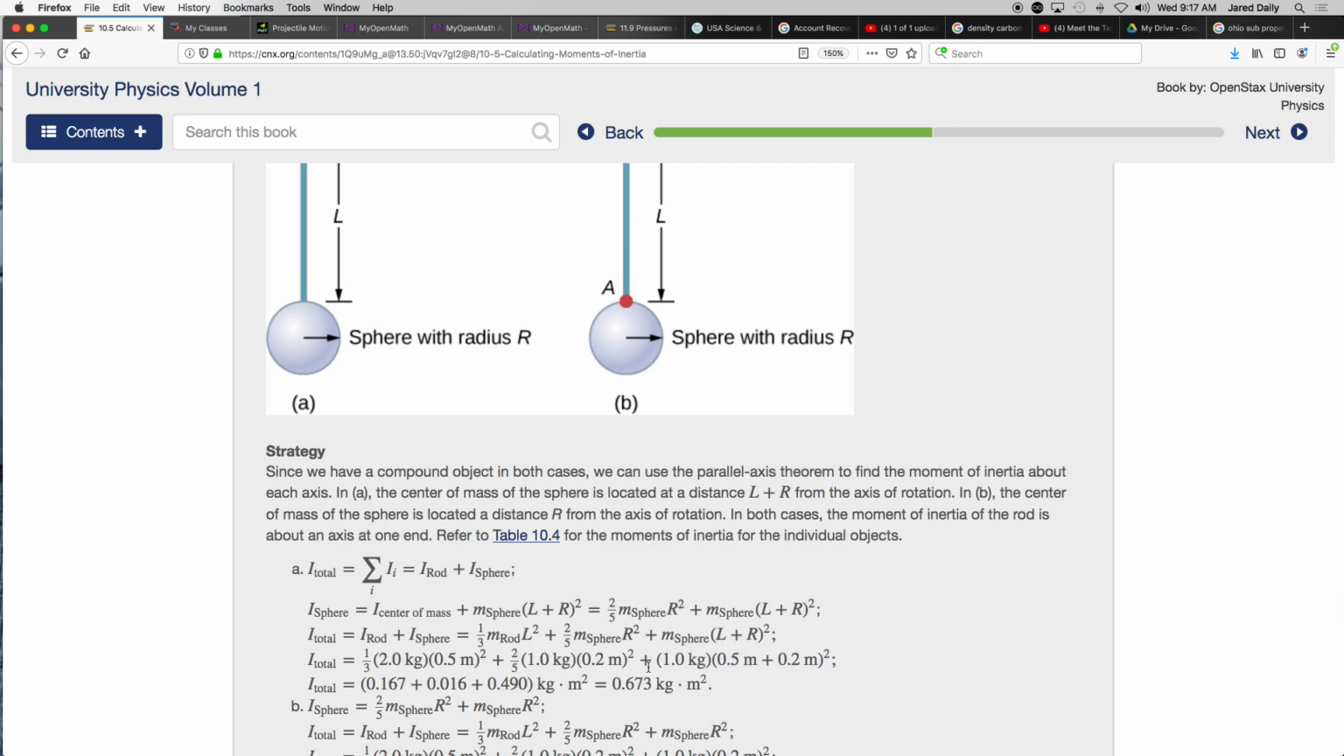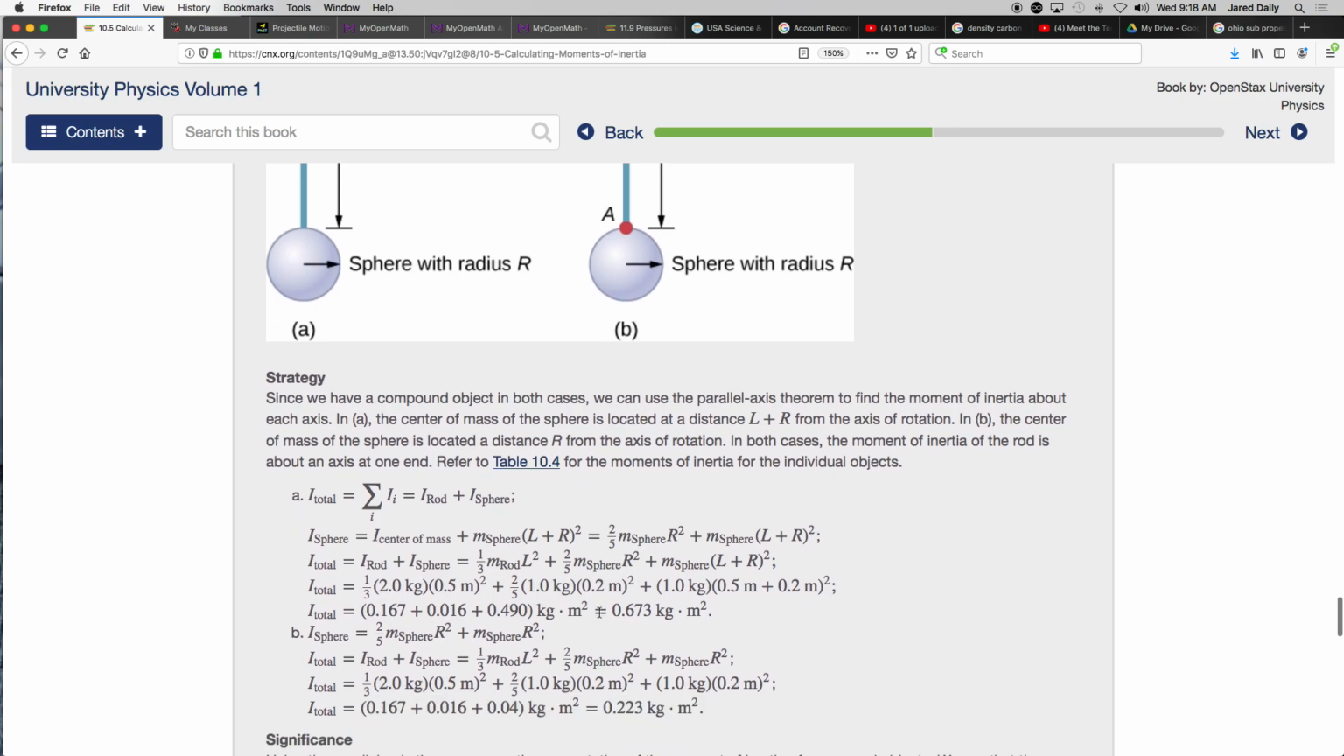Oh, sorry. I actually lied. It's 2/5 mass of the sphere. I skipped a line and wasn't looking at what I was doing. It's actually 2/5 of the mass of the sphere, times the radius squared, for about the center of the sphere. And then for the parallel axis theorem, it's this one where you add the length of the rod plus the radius, and it's the same as the disk example before. But then we also have to add on the moment of inertia of the rod, which is 1/3 the mass of the rod times the length of the rod squared. You plug in your numbers and you're good to go.